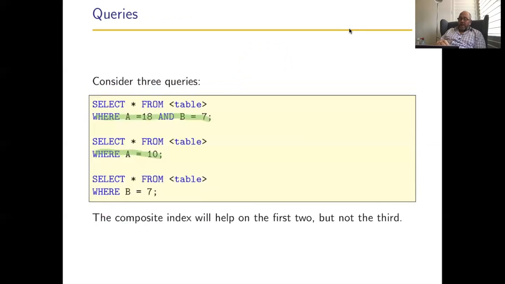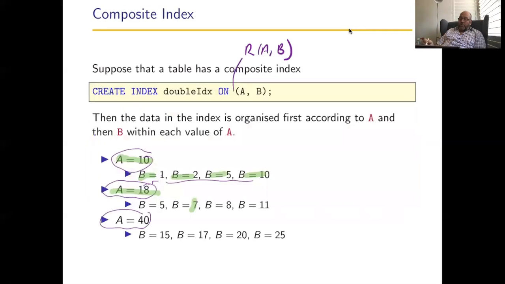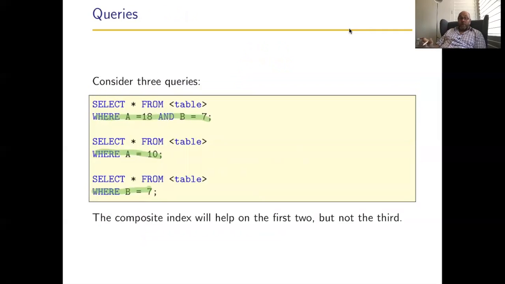SELECT * FROM table WHERE B equals 7. Well, now this index won't help us here, because the B equals 7 entries appear in some groups and are missing in others, but there's no way of rapidly going to an individual value of B, because the way we've defined the composite index, A is the dominant column and B is the secondary column. So if you're going to frequently be using this sort of command, then you would consider creating an index on B as well as on A, B.